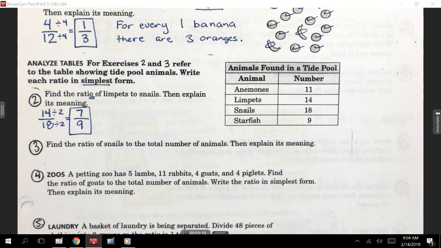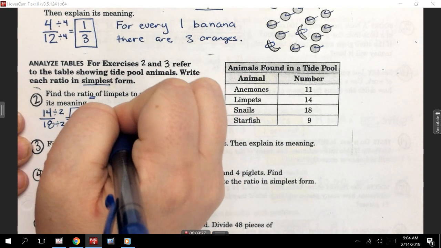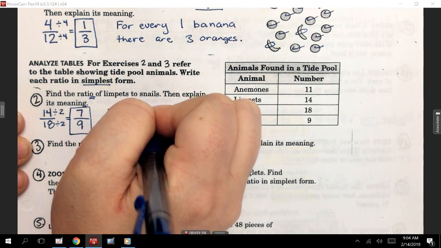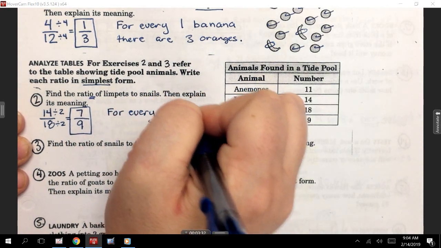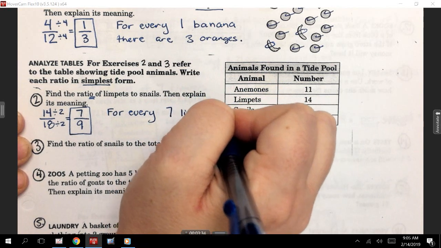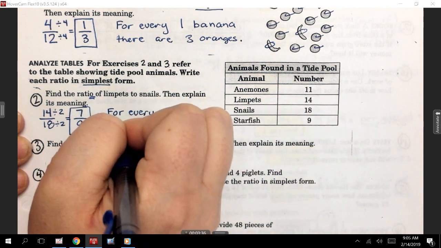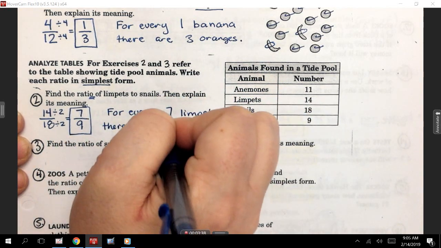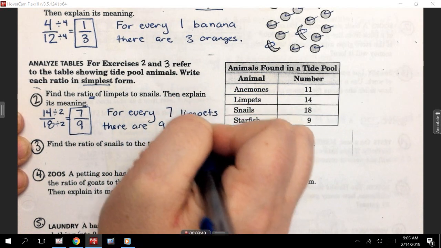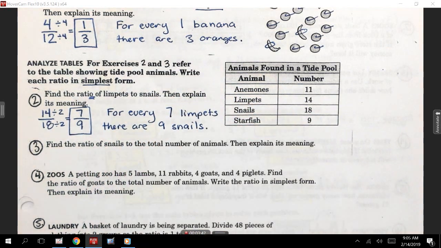Limpets and snails, again, they're different things. Can I pull a limpet out of a snail? No. So I'm going to keep them separate just like we did up above. For every 7 limpets, there are 9 snails. Y'all got to make sure I don't make any mistakes like I did on that key last night. Help me keep track of that, okay? All right, questions about 2.